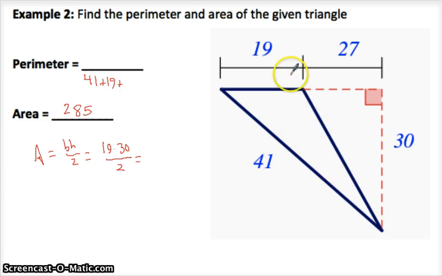How do I find this side over here? Oh, this is 27 and 30. Does that work out nice? Is that a 3, 4, 5? No, it's not. 27 and 30? So to find this side over here, I got to go 27 squared plus 30 squared equals c squared.